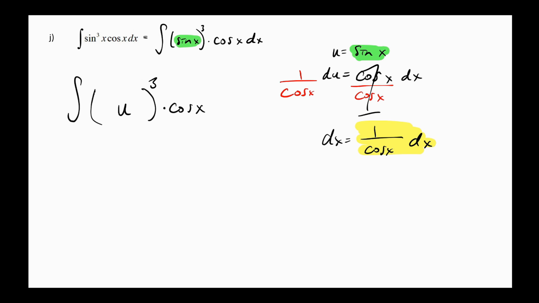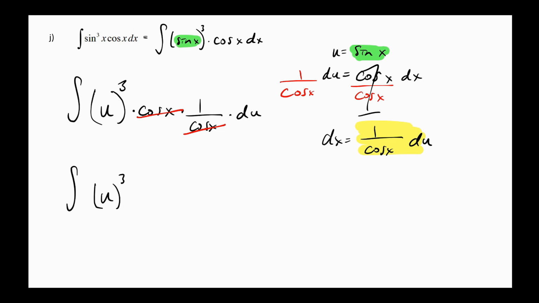Okay. Now I'm going to plug in my dx. Instead of dx, I'm plugging in 1 over cosine of x du. Oops, it should be du. Will they cancel out? So I'm left with u to the third du. No more x's.